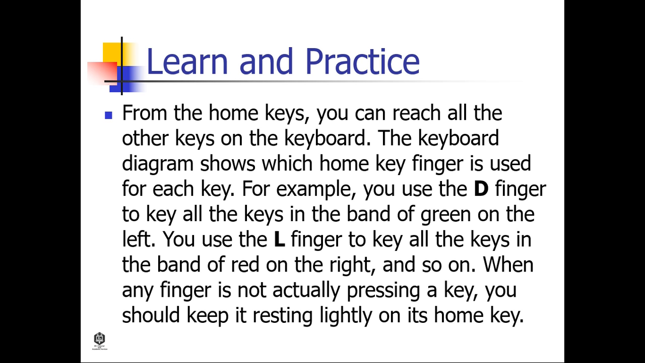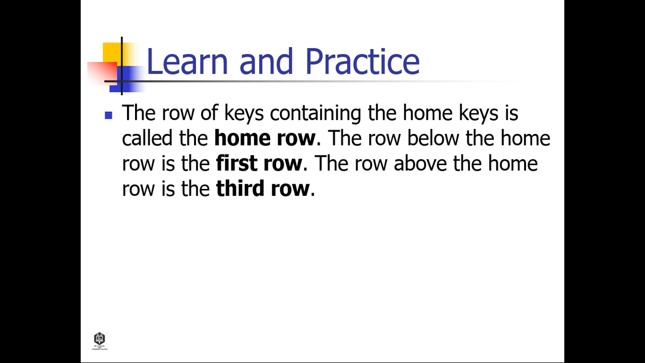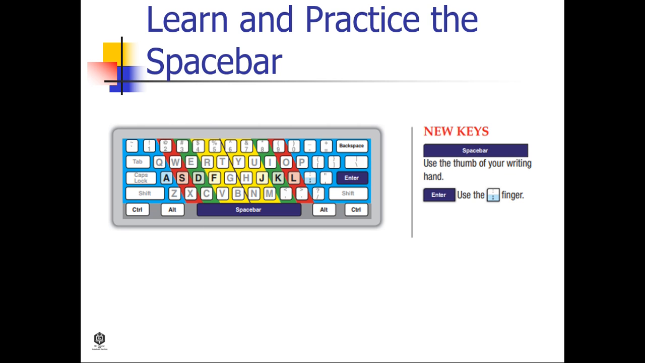You use the L finger to key all the keys in the band of red on the right, and so on. When any finger is not actually pressing a key, you should keep it resting lightly on its home key. The row of keys containing the home keys is called the home row. The row below the home row is the first row. The row above the home row is the third row.